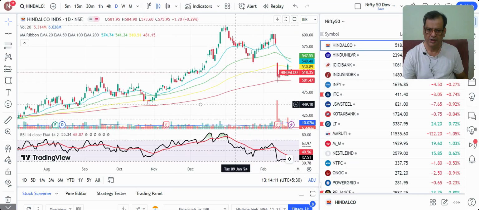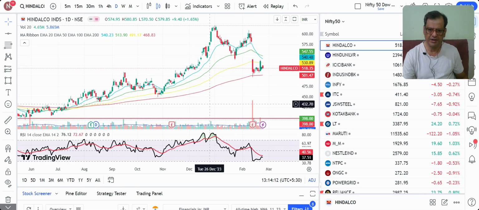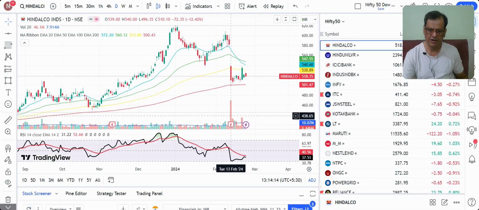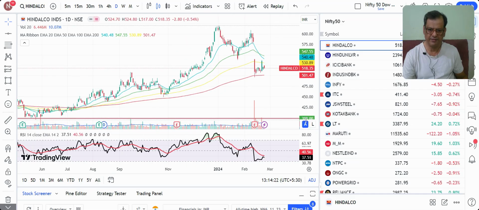Now, if I zoom in, I can see this support. If I zoom out, I'm not able to see it. Price is 518.35 and this is at 398. So it's absolutely useless to us. But for the sake of academic purposes and for teaching you, I drew a support zone here.